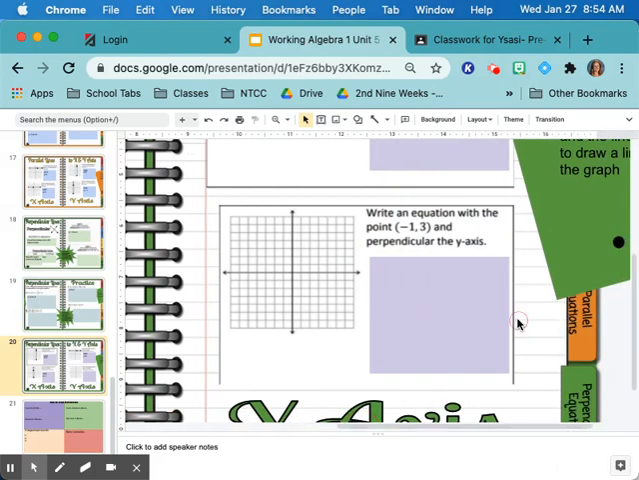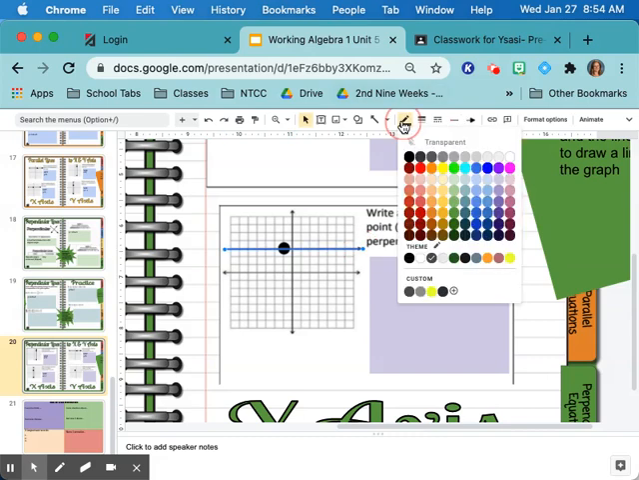Next one. Write an equation with the point (-1, 3). It's perpendicular to the y-axis. If it's perpendicular to the y-axis, what is that line going to look like? Horizontal.